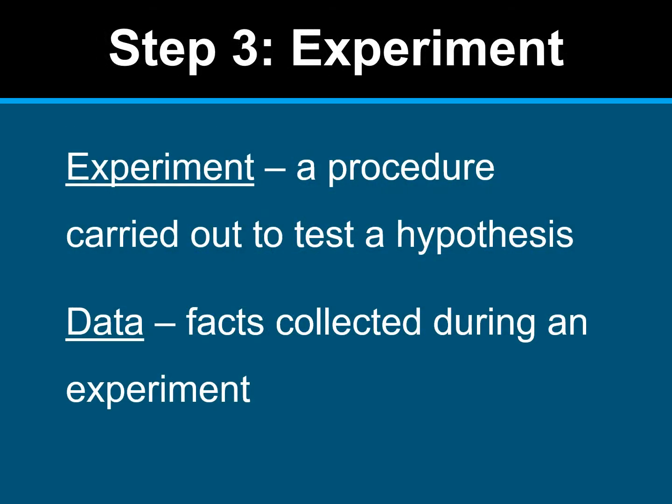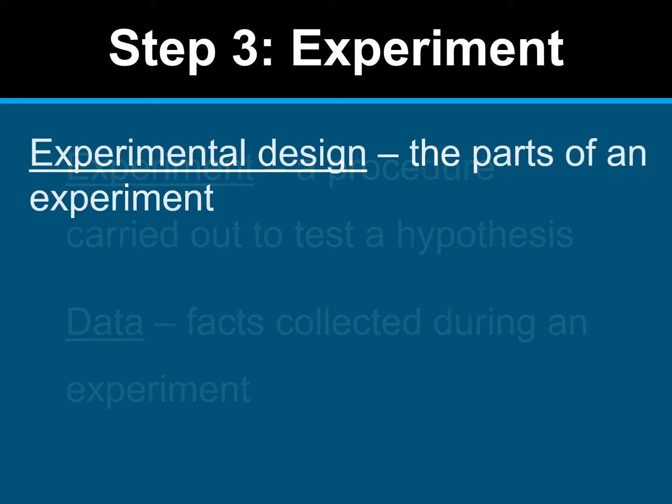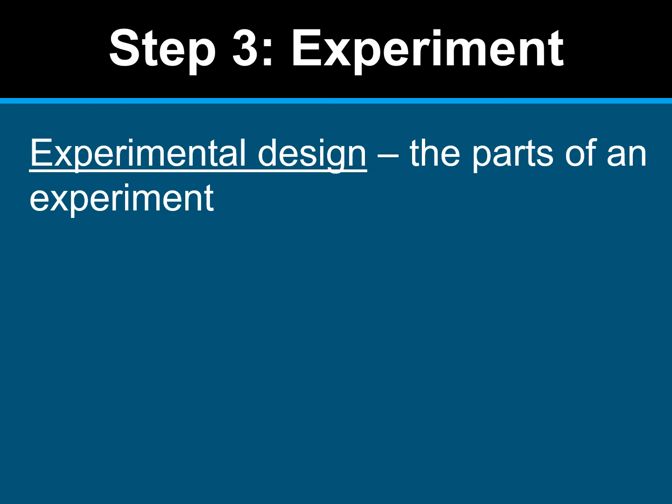Step 3 is to experiment. An experiment can be defined as a procedure carried out to test a hypothesis. While experimenting, you gather data. This data is usually numerical, but sometimes it is not. An experiment is designed. It has parts shown here. If you are missing one or more of these parts, then your experiment is not valid.